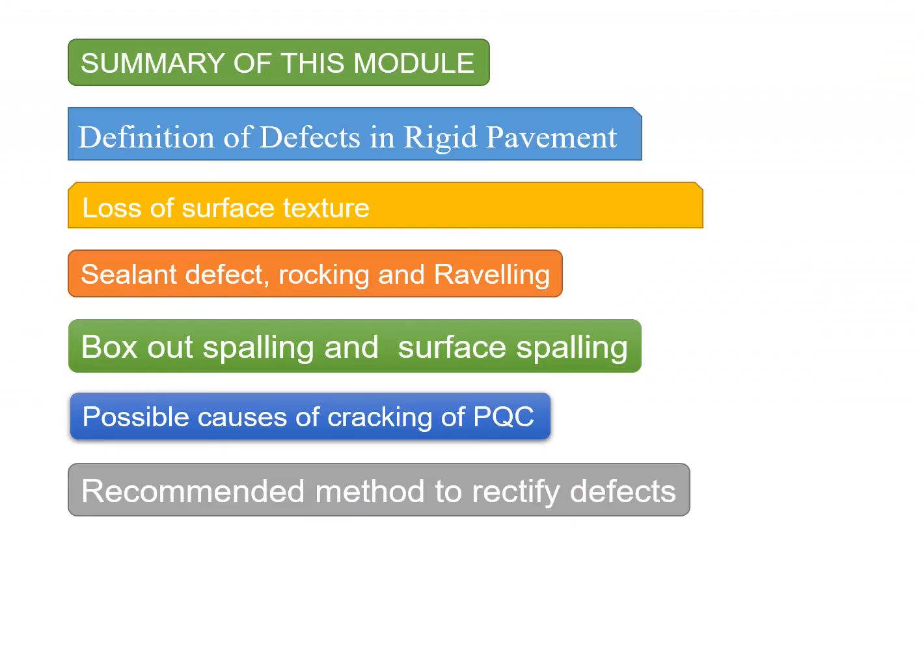So to summarize this module, we talked about the definition of defects in rigid pavement, loss of surface texture, sealant defect, rocking and raveling, box out spalling and surface spalling, their possible causes in PQC, and the recommended methods to rectify these types of distresses in the PQC.